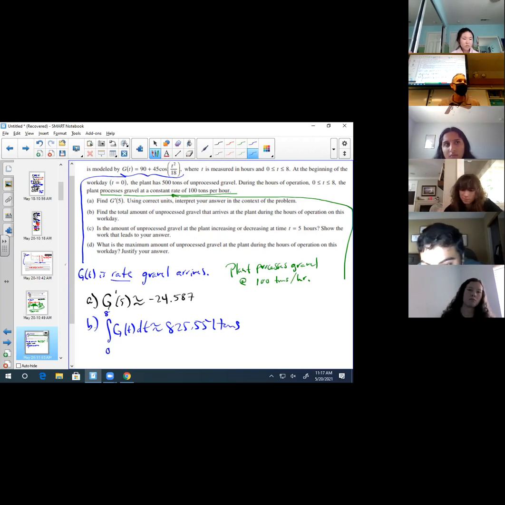But because they're asking for the maximum amount on this closed interval from 0 to 8, or on the workday, what else do you have to consider? Not only those values, but the endpoints, 0 and 8. So what we're looking for is the total amount of gravel at the beginning of the day, at the end of the day, and when G of t minus 100 is equal to 0.